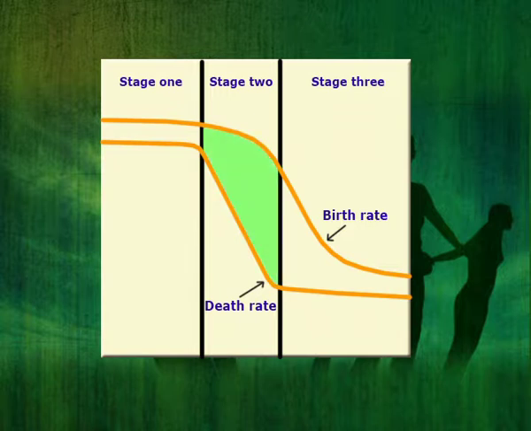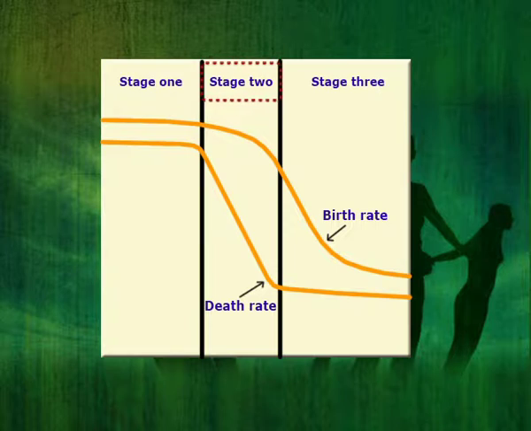Hence, in the second stage, the distance between the birth rates and the death rates become high and the population growth is very high. This is the stage of transition from slow growing population to rapidly rising population.